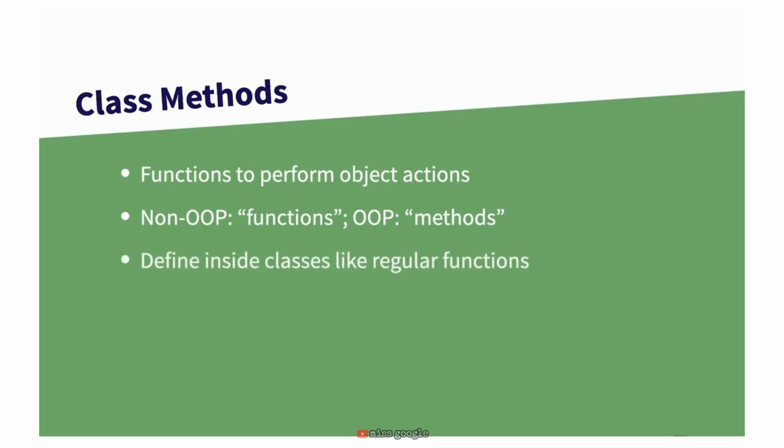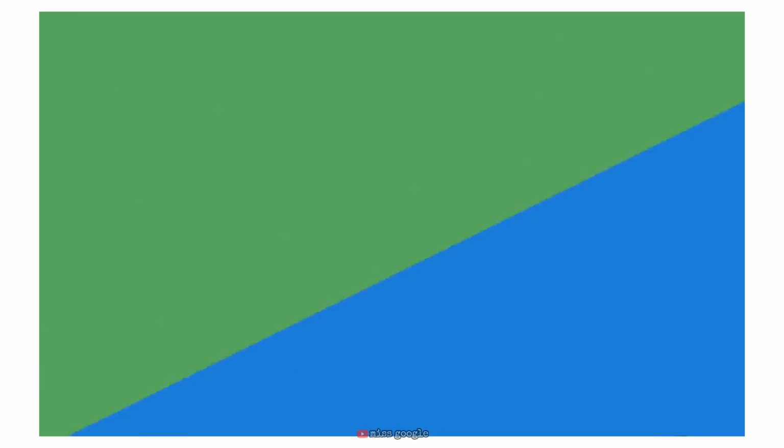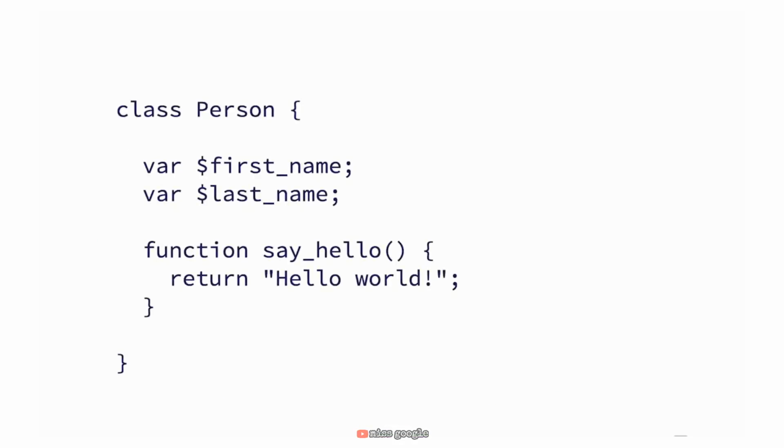And in fact, you define them inside the class just like regular functions. Let's take a look. Here I have a class definition for person. It has a couple of properties for first name and last name, and then I have a method. Our method is defined using the same function keyword that we would normally use, followed by the name of the function, parentheses to surround any arguments that might be there, and then curly braces around the function definition. You can see that our function is also returning a value back, just like a normal function would. In every way, our class method is just like a function.